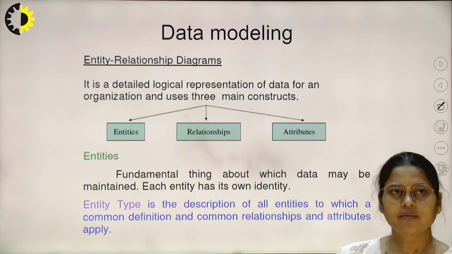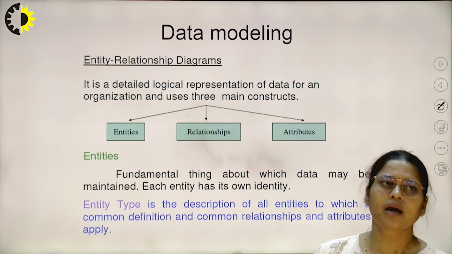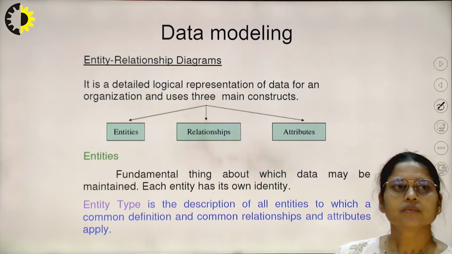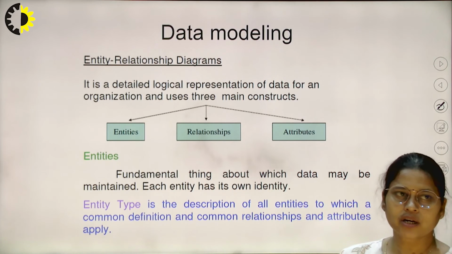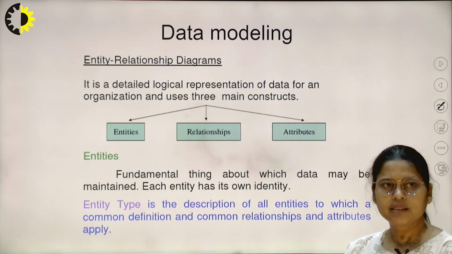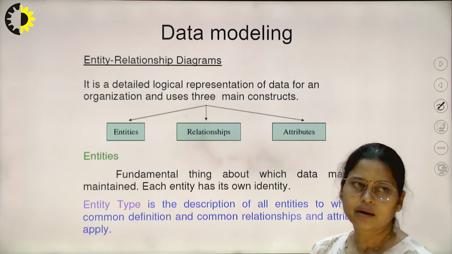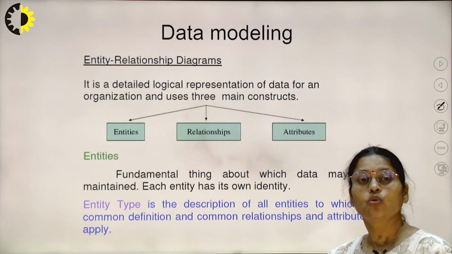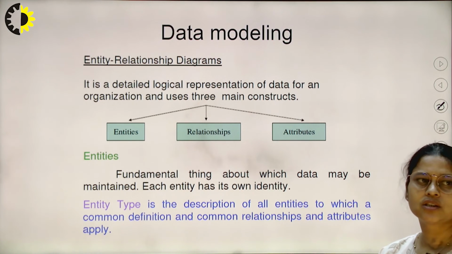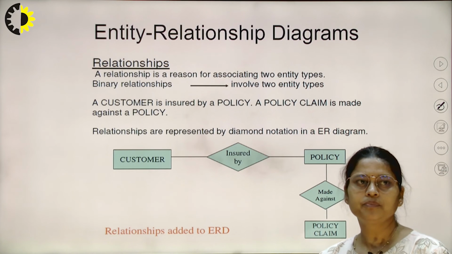So, in data modeling, we have to represent the ER diagram, that is the entity relationship diagram. It is a detailed logical description of data that is organized into three main constructs: entity, relationship and attributes. Entities are the fundamental things about which data may be maintained, and each entity has its own identity. An entity type is a description of all the entities to which a common definition and common relationships and attributes apply.